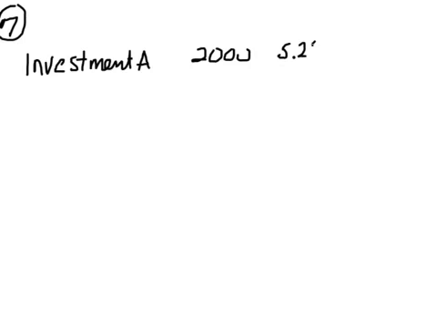Sam invested $2,000, so if you look at the chart they provided for us, let's go ahead and fill it in. Investment A, he invests $2,000, okay? And it's at 5.25% interest. That's 5.25% interest, okay?